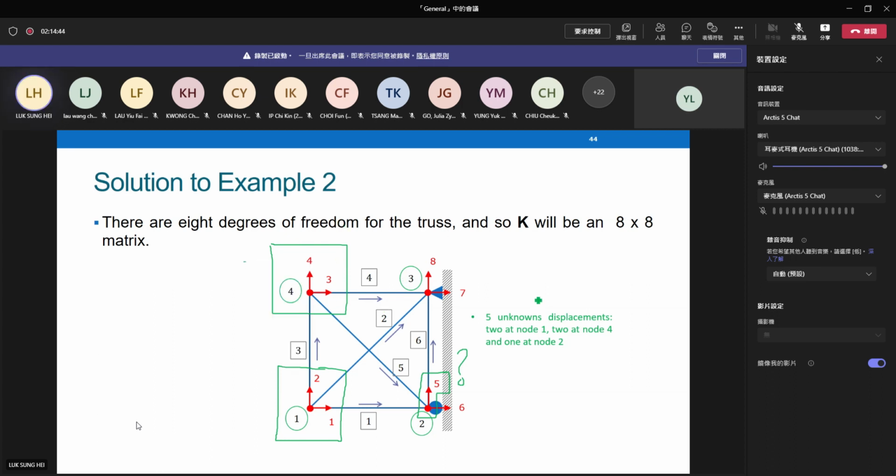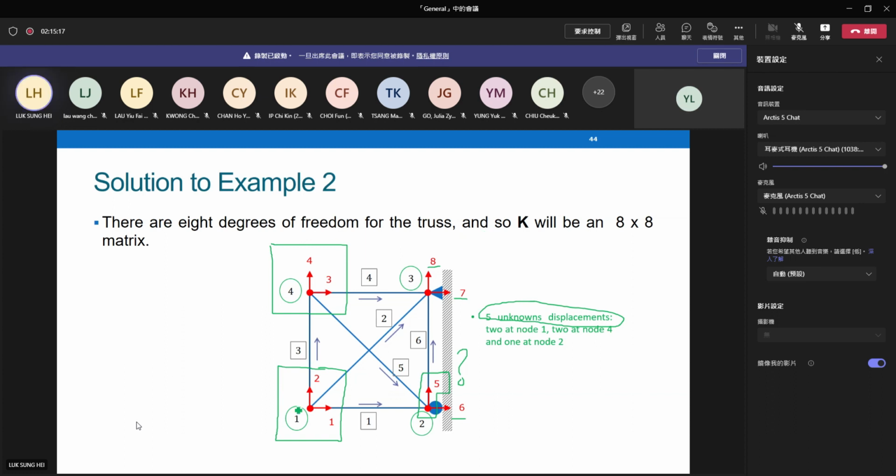And what about the remaining 3? The remaining 3 numbers, 6, 7, 8, denote the zero displacement positions. So I also start from node 2, 6, 7, and then 8. This is how we set up the code number diagram according to the textbook suggestions. The textbook suggests that we assign code numbers, assign degrees of freedom, starting from the positions with the unknown displacement.